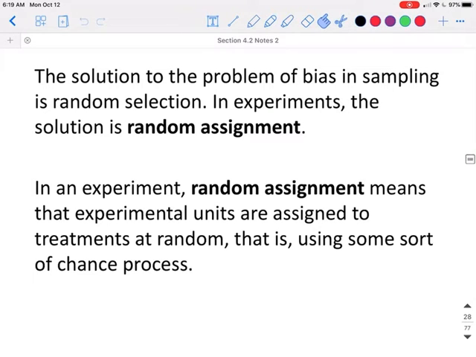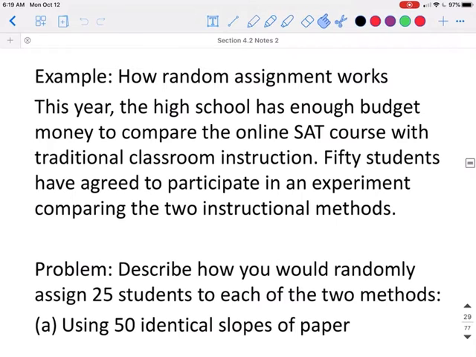The solution to the problem of bias is random selection. In experiments, the solution is random assignment. So in an experiment, we have random assignment, which means that experimental units are assigned to their treatments at random, that is, using some kind of chance process.